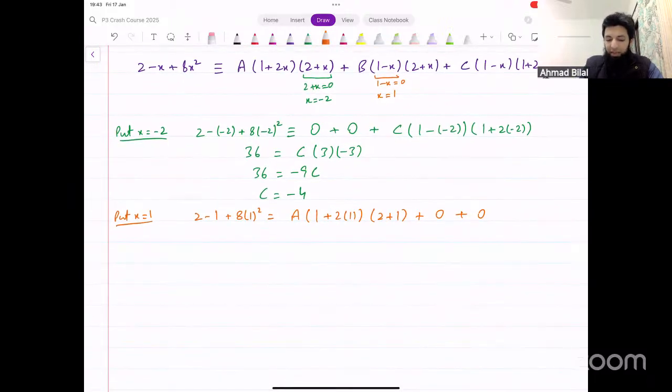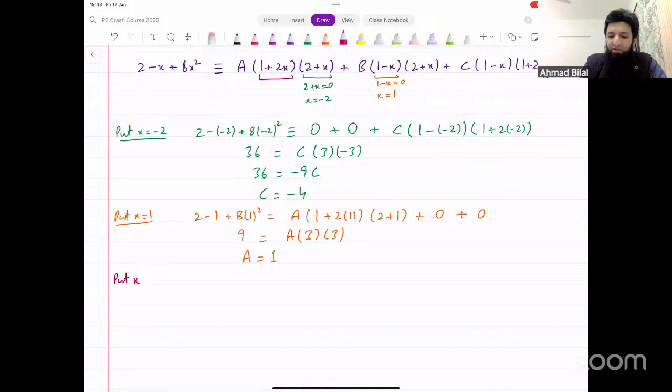Now, what are we left with? 1 plus 8, which is 9 on the left side. On the right side, we have a into 3, and a is equal to 1. That's the value of a that we were looking for. Okay. Now, let's look at the last one. Is there any other bracket that we can make 0 now? We can make this bracket 0, right?